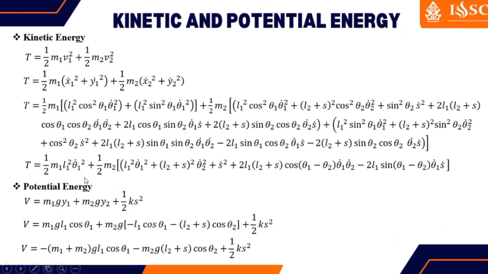The potential energy depends on the vertical position change and the spring action, expressed as V equals M1 g L1 and M2 g L2 and half k S square. By substituting L1 and L2 into the potential energy expression, we obtain the final form of the potential energy equation.